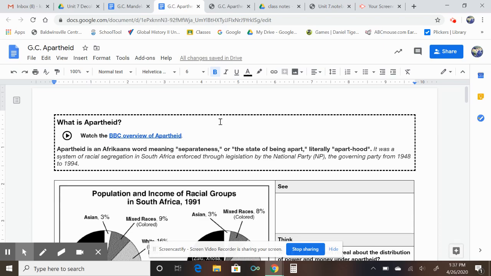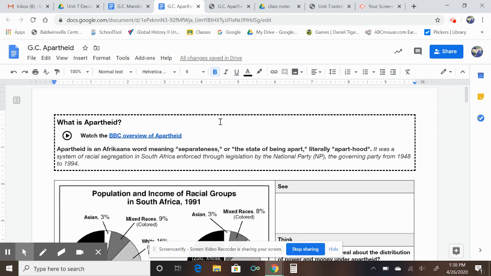But apartheid is an Afrikaans word meaning separateness or the state of being apart or literally aparthood. It was a system of racial segregation in South Africa enforced through legislation by the National Party, the governing party from 1948 to 1994. So apartheid, notice how it has the word apart in it. All it really means is that it was legal for the government to separate the races in South Africa.